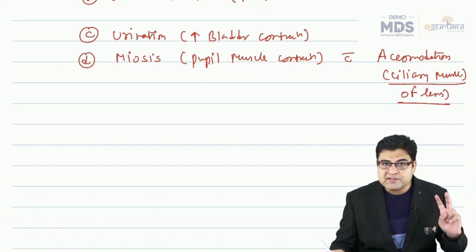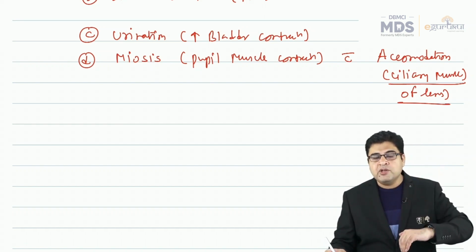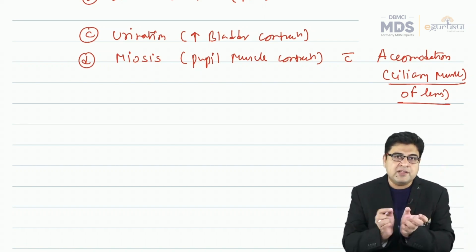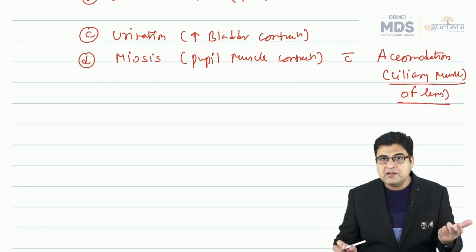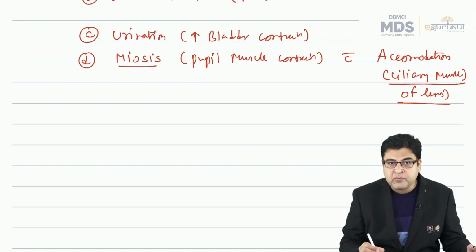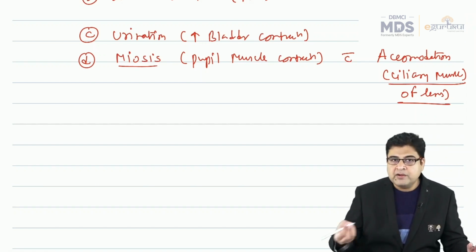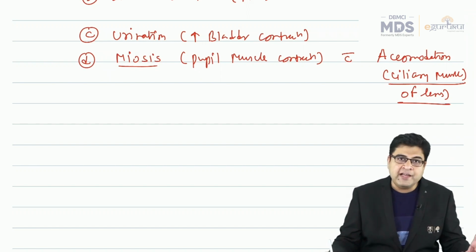Now we have two muscles present inside the eyeball. So when I open the eyeball, like during surgery, I will find two muscles inside the eyeball. One muscle is present in relation to the pupil, or we also call it the iris. The muscle is present in relation to the iris or the pupil.